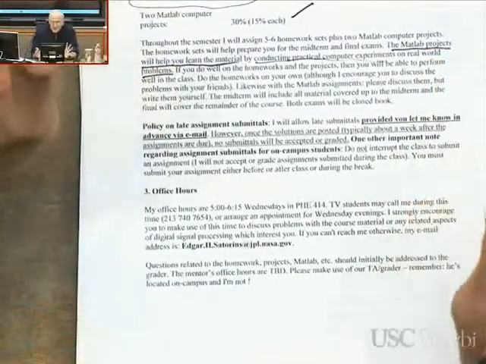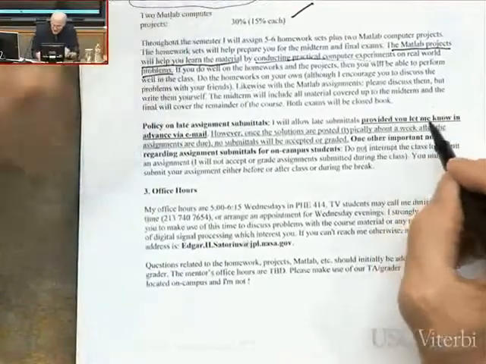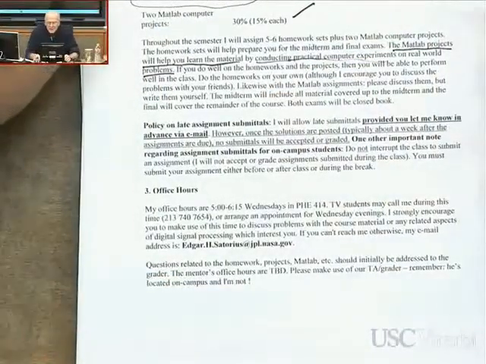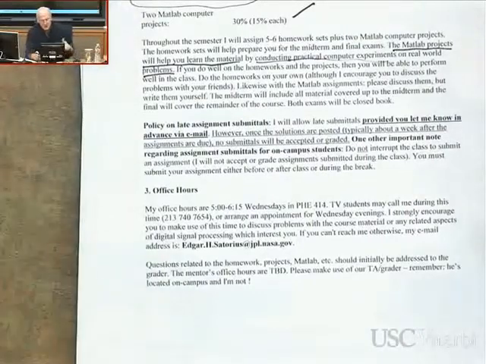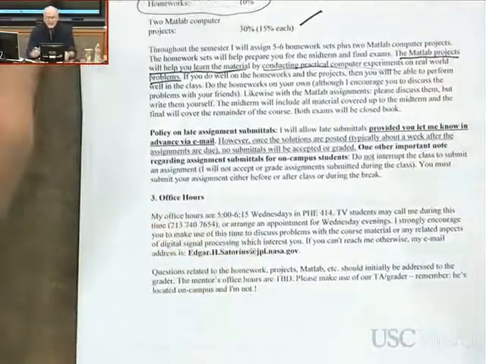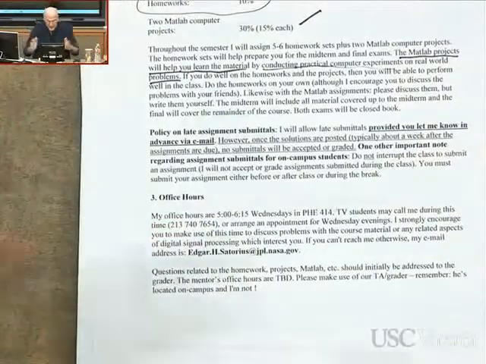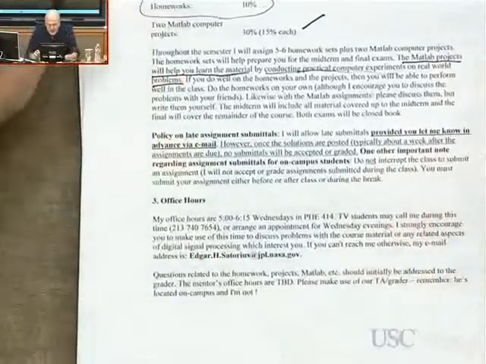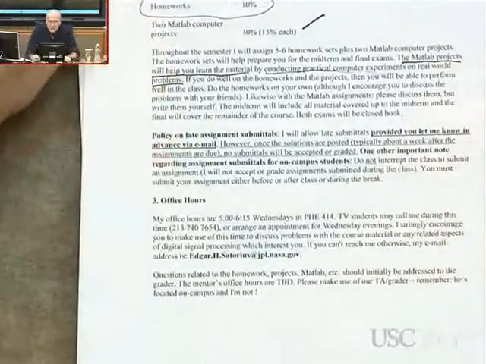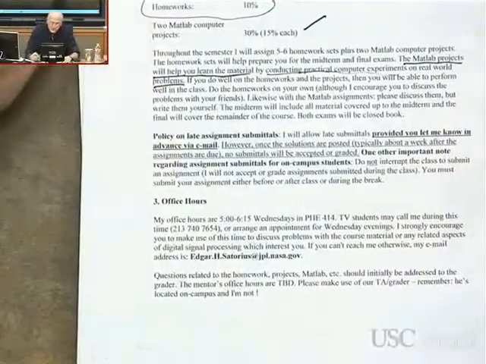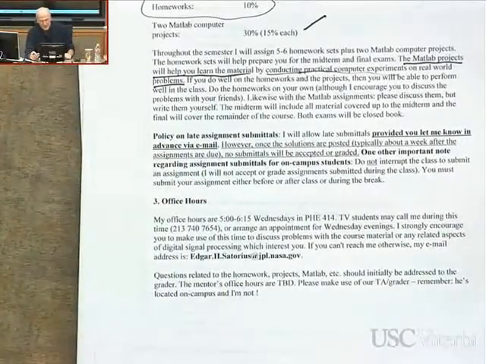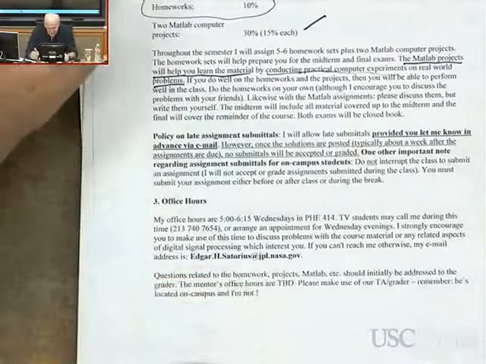Here's the caveat: you have to let me know in advance via email. So if the homework is due Wednesdays, obviously that's the class, and you realize Thursday, oh gee, I need to send the professor an email. All you have to do is send me an email, but I need to see it before the homeworks are due. So if the homeworks are due at 5, you send an email that day before the class. Fine, that's fine, but you have to send me that email.